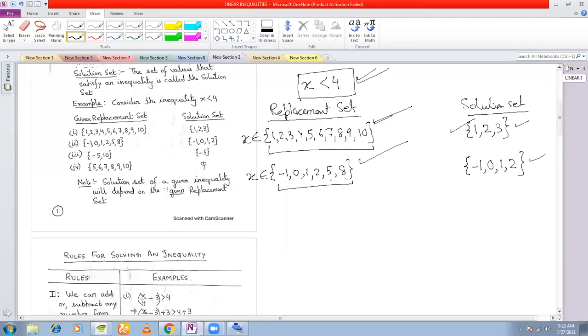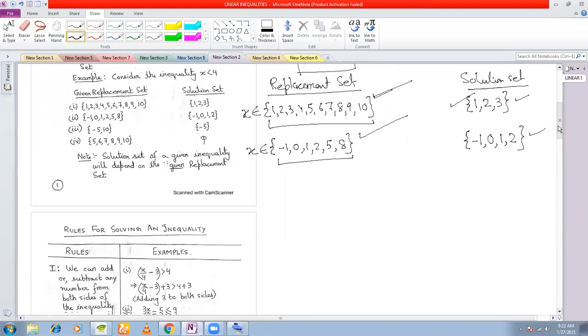So your solution of an inequality will depend on what your replacement set is, and the replacement set will normally be specified to you. In class 10, mostly the replacement set will be given as real numbers. In class 8, we have already dealt with replacement sets which were natural numbers, whole numbers or integers. Here we'll deal with replacement sets that are mostly real numbers.